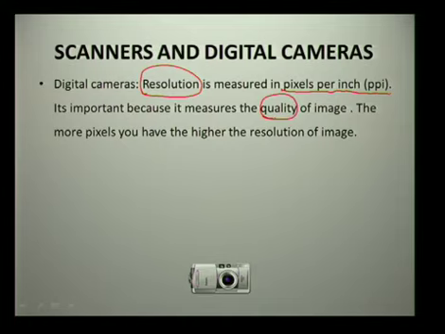This means the more pixels you have, the higher the resolution of the image. That is why most people would say I have an 8 megapixel camera. It means that the image quality is better than a 5 megapixel camera. So those are the differences in terms of pixels.